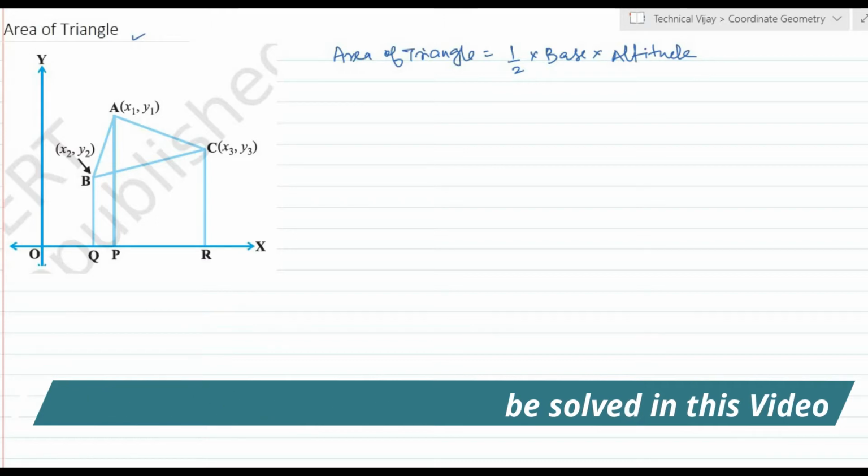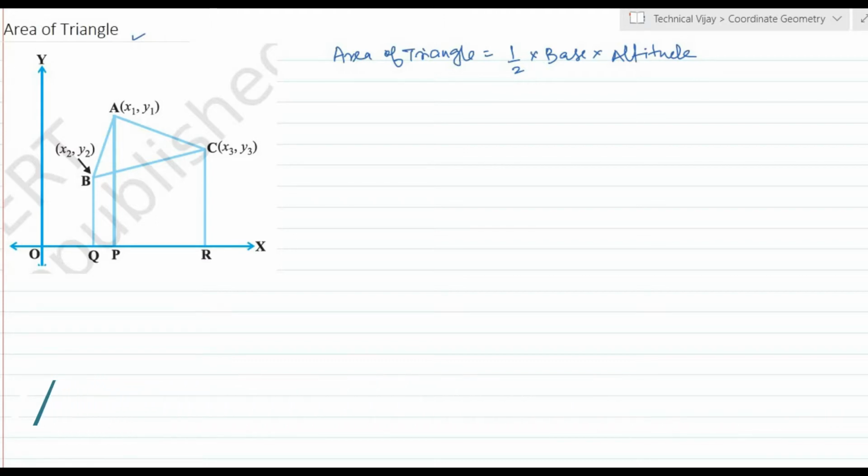Now in this class, if we know the coordinates of the vertices of the triangle, how do we find the area of that triangle? This diagram shows a triangle with vertices A, B and C, with coordinates x1, y1, x2, y2 and x3, y3 respectively. We have drawn perpendicular lines from B, A and C, represented as Q, P and R respectively. Now we will see how to calculate the area of the triangle.